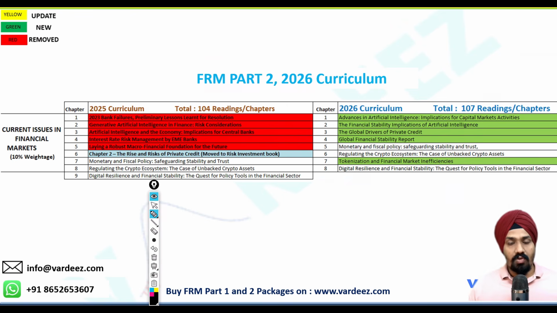Okay, so what you can do is look at the PDF for yourself. Majorly risk investment, current issues, and a little update for the liquidity risk. So these are the major changes for the FRM Part 2 2026.